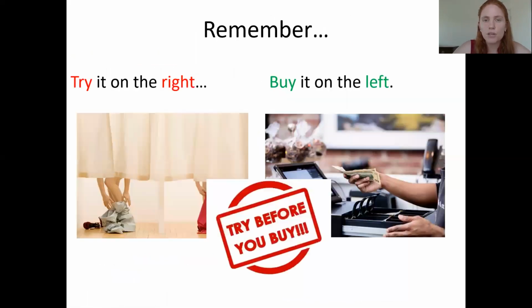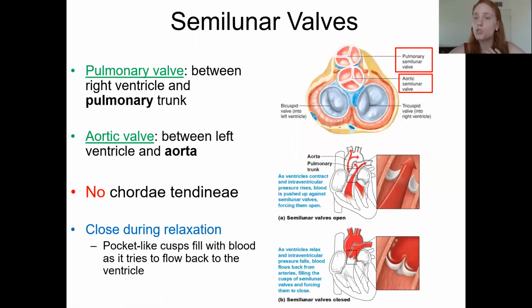And it's important because the semilunar valves do not have chordae tendineae. And so that's going to be a really big help when you're trying to identify the valve. Sometimes it's a little bit tricky to figure out which one you're looking at. If it has chordae tendineae, it's one of the two AV valves. If it does not have any strings on it, it's going to be one of the semilunar valves.